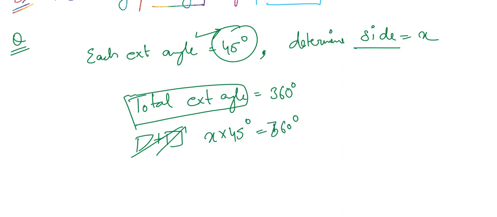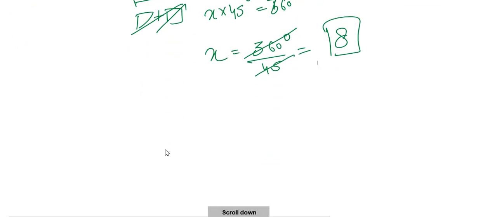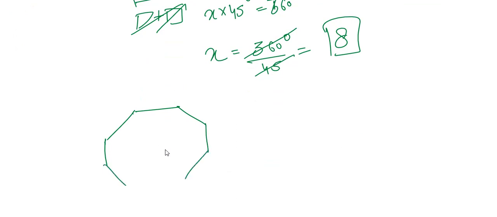So from here I would be determining the value of x, which is 360 divided by 45, which on simplification would give me 8. So it is a regular octagon. You would be drawing it like an 8-sided polygon, like this. These are 5, 6, 7 and 8. It would be like this, the big brother of the hexagon, this octagon.